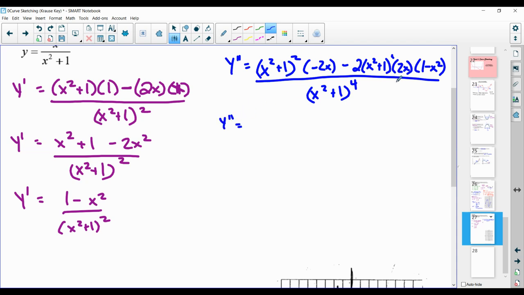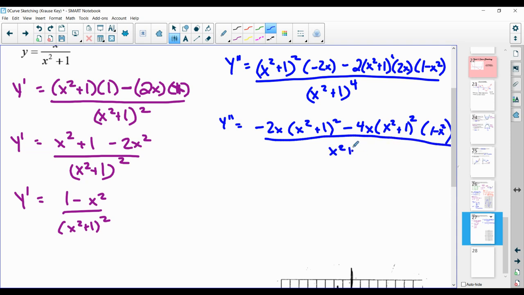Okay, so we're going to multiply this all out and simplify. I'm actually just going to rewrite it here. So we're going to have negative 2x times x squared plus 1 squared. And then we've got minus 4x times x squared plus 1 times 1 minus x squared, and then that's all over x squared plus 1 to the 4th. Now, usually this is the point where I find people start to get confused. Where do I go with this? How do I break it down? And so I think I misread again. Just making silly mistakes today. Because I wrote the 1 there, I then read it as a 2. That's just a 1.